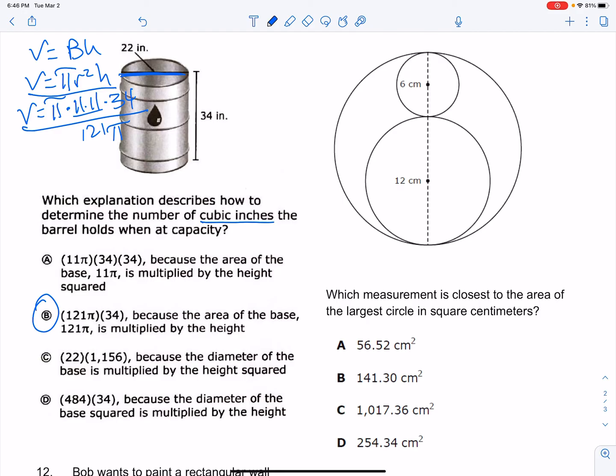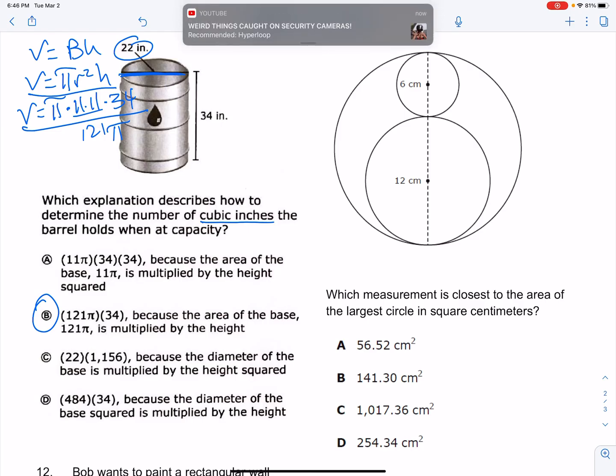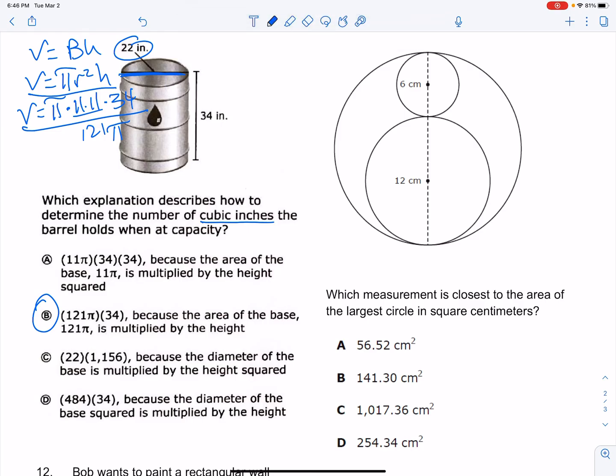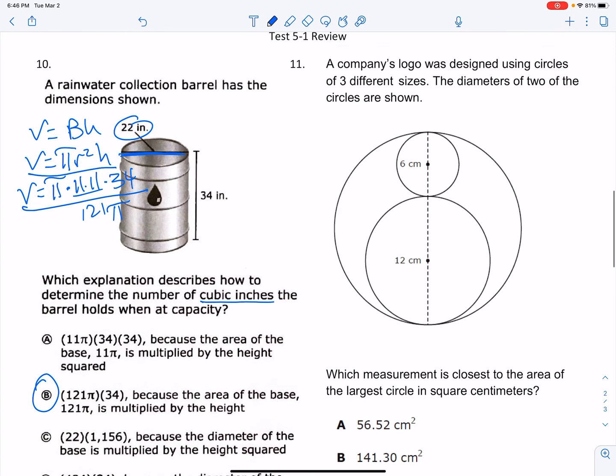Now 22, how did they get 22? Oh, that's right. 22 is the actual diameter. So do we do the diameter times 1156, because the diameter of the base is multiplied by the height squared? No. Is it 484 times 34 because the diameter of the base squared is multiplied by the height? No. It is 121 pi times 34 because the area of the base is 121 pi, and that's multiplied by the height. So that would be the correct answer on that one.